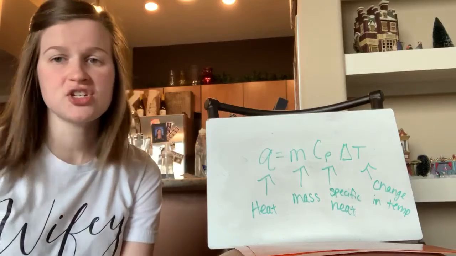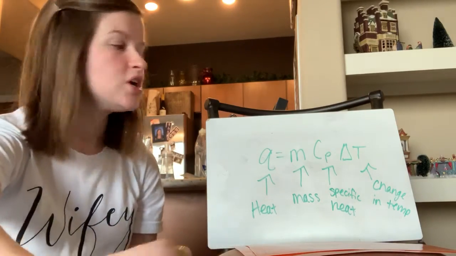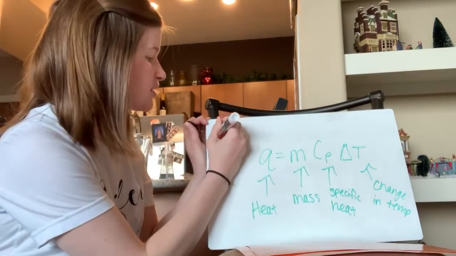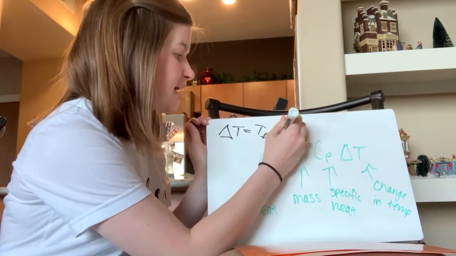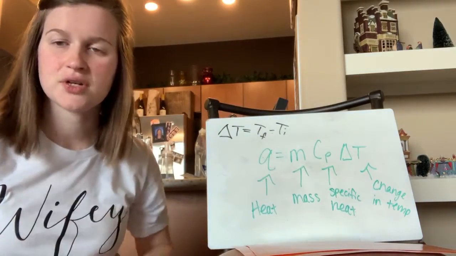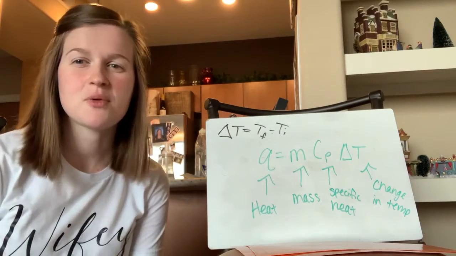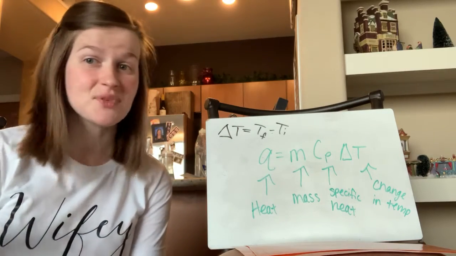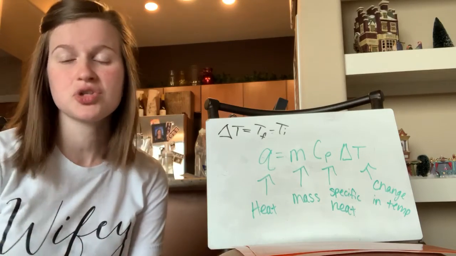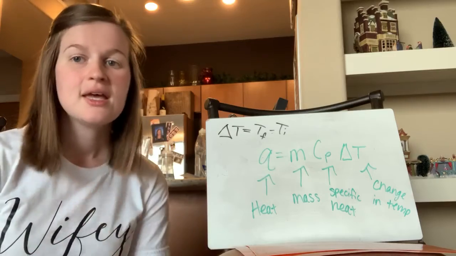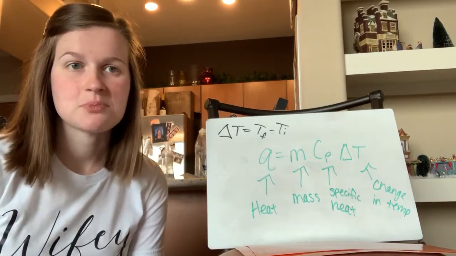To find your change in temperature, all you're doing is taking your final temperature minus your initial temperature. So I'll write that one on here as well. Delta T is equal to Tf minus Ti. So final minus initial for your temperatures. That's the same thing that you're doing for any change in something. Let's say you lose weight or you gain weight, you're going to take your final weight minus your initial weight to figure out your change in weight. Same thing here, final temperature minus initial temperature.